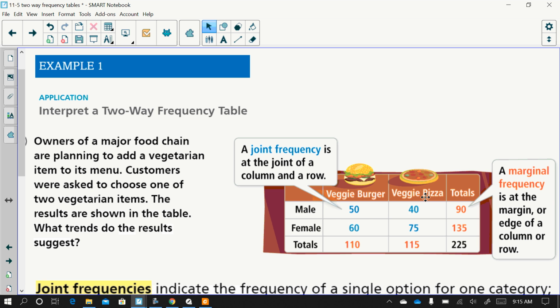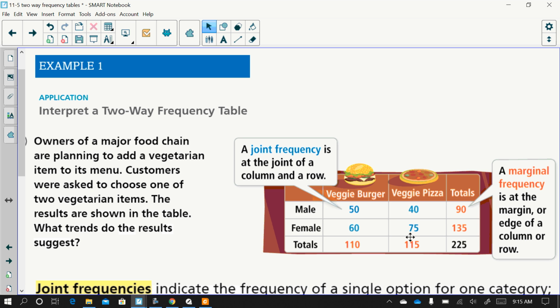I'm looking at this table. Looking down the column, veggie burger, I had 50 males and 60 females, so a total of 110 people tried the veggie burger. The veggie pizza, I had 40 males and 75 females, for a total of 115 people that took that.